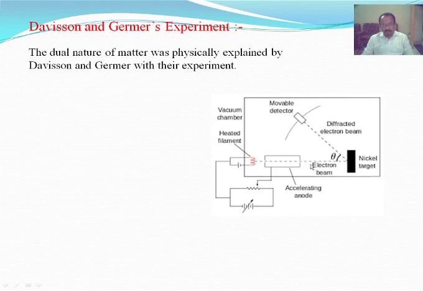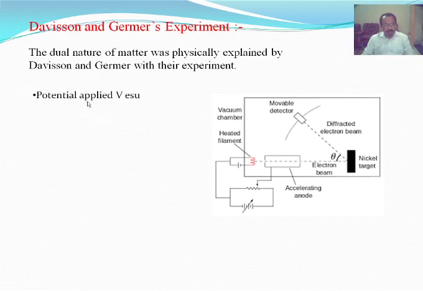Now that accelerated electron strikes on the nickel crystal and gets scattered with an angle. That angle is measured by means of an electron detector. Now this experiment consists of two parts. The first part is to accelerate the electron, and the second part to measure the angle of scattering. Now let us see the theoretical part of this experiment.